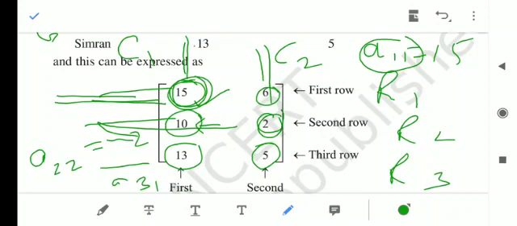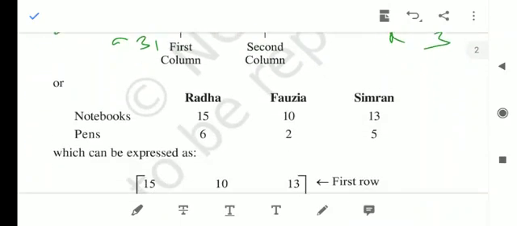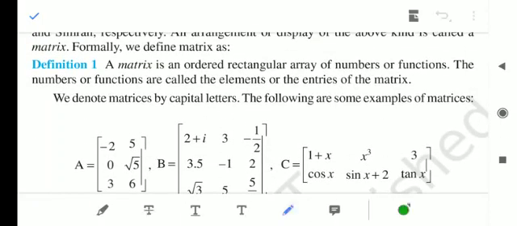So here we have discussed a few things about matrix. Now look at this definition. A matrix is an ordered rectangular array of numbers or functions. The numbers or functions are called the elements or entries of the matrix.